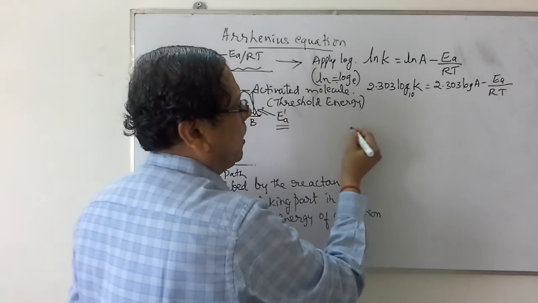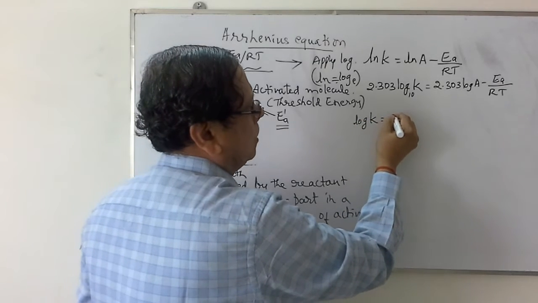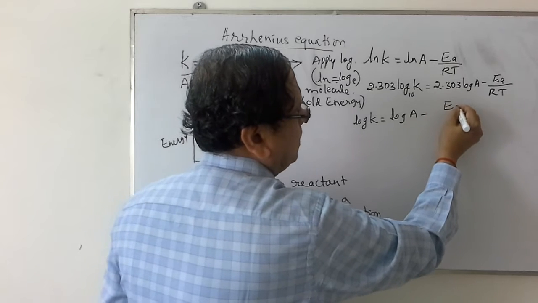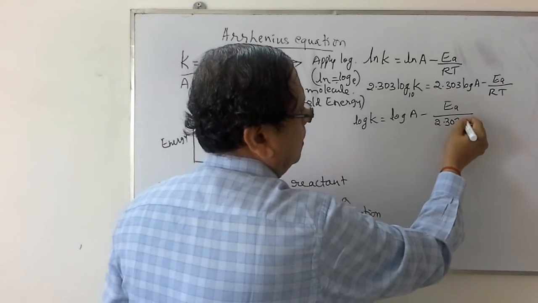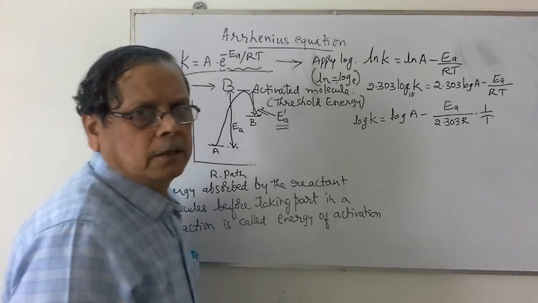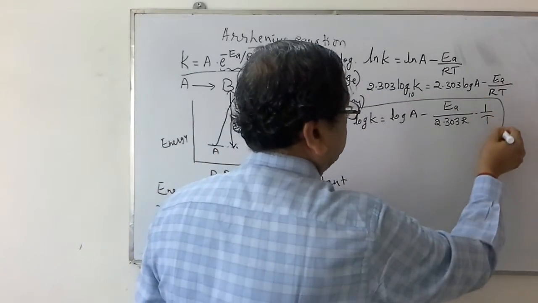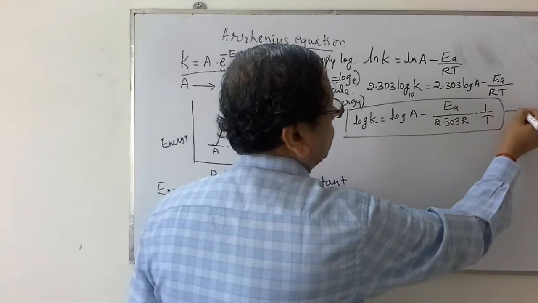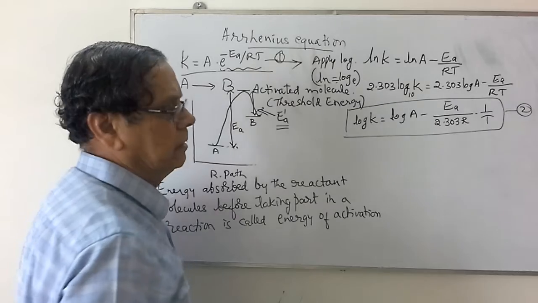Whole equation you divide by 2.303, we have log k is equal to log A minus Ea by 2.303 R into 1 by T. There are two methods to calculate the energy of activation by using this equation. Assume that this is equation number 2, because we started with equation number 1, that is the Arrhenius equation.